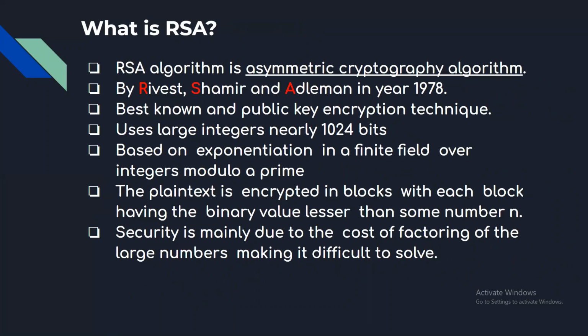Now we are going to talk about RSA. This algorithm is an asymmetric cryptography algorithm because it uses both the public key and the private key. It is by Rivest, Shamir, and Adleman, and this was given in the year 1978, which gave it its name, RSA. It is the best known public key encryption technique, and it uses quite large integers such as 1024 bits, and it is based on exponentiation in a finite field over the integers modulo a prime.